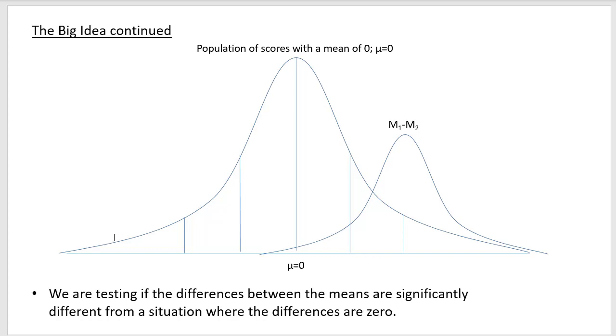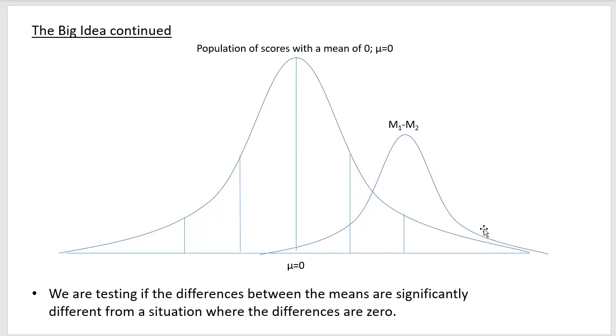So here's the big idea. We have this big population curve. And what's interesting about that is that the population really doesn't exist. What this population curve is, is a situation where the difference between the two groups is 0.